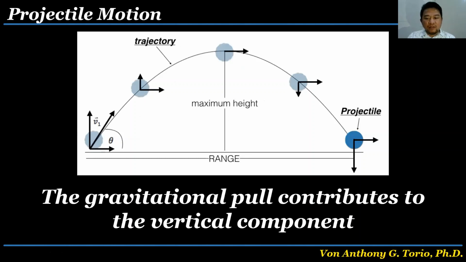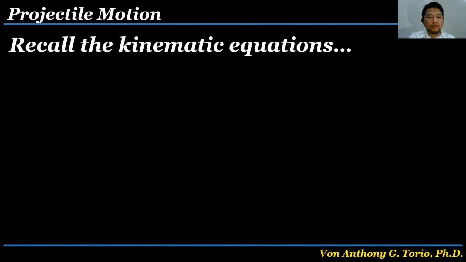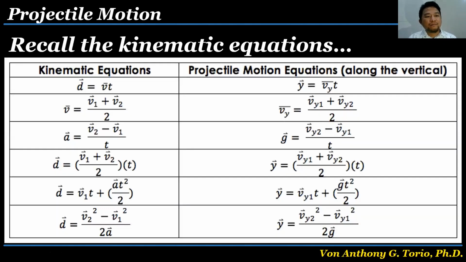Once again, the gravitational pull contributes to the vertical component. The gravitational pull depends on the mass of the objects in question. And relatively, the acceleration due to gravity is constant here on Earth. And it's also constant when you go to the moon or some other heavenly bodies, if ever that would be possible. We now recall our basic kinematic equations and see how our projectile motion equations change with them.